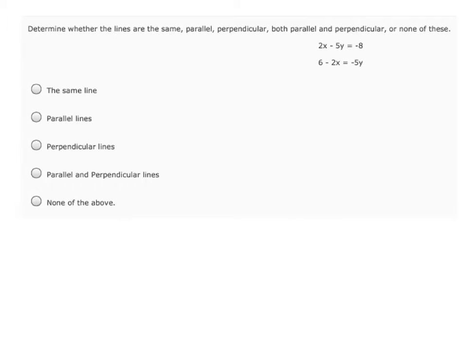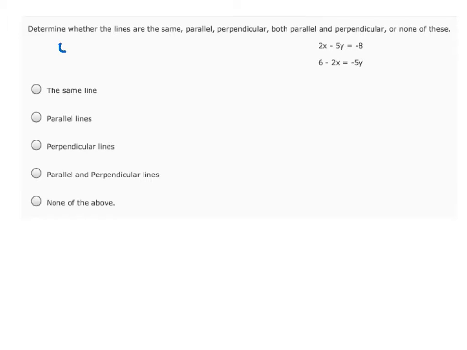Determine whether the lines are the same, parallel, perpendicular, both parallel and perpendicular, or none of these. So our two equations are 2x minus 5y equals negative 8 and 6 minus 2x equals negative 5y. So to begin, let's get both of these equations into slope-intercept form.